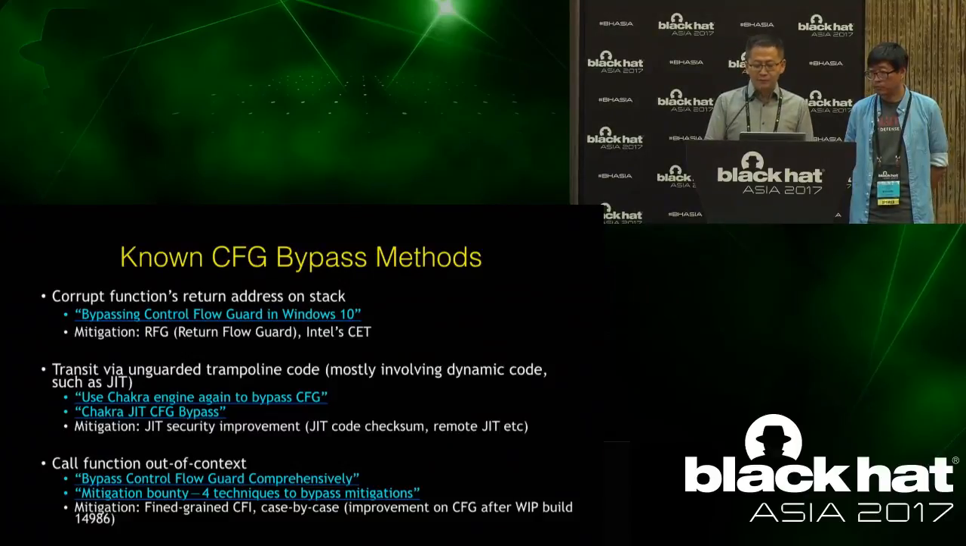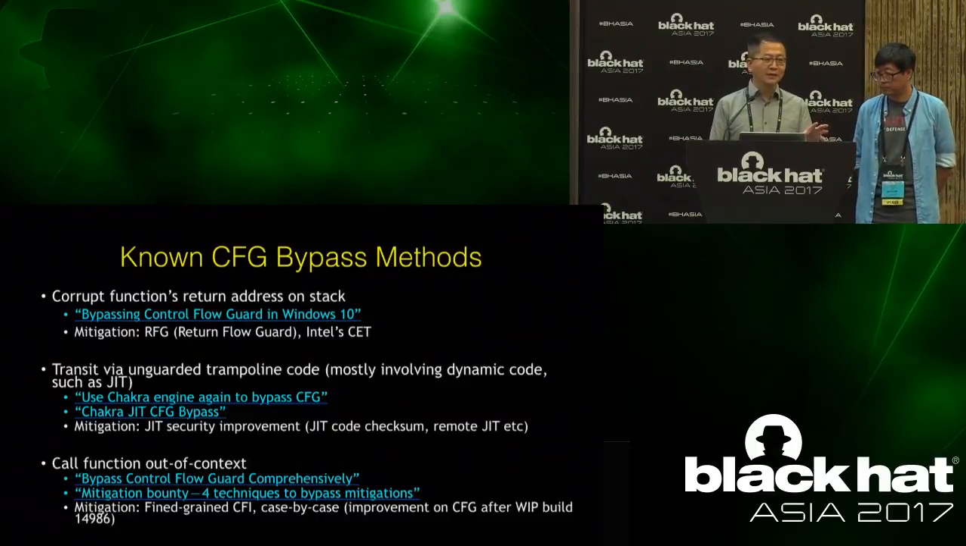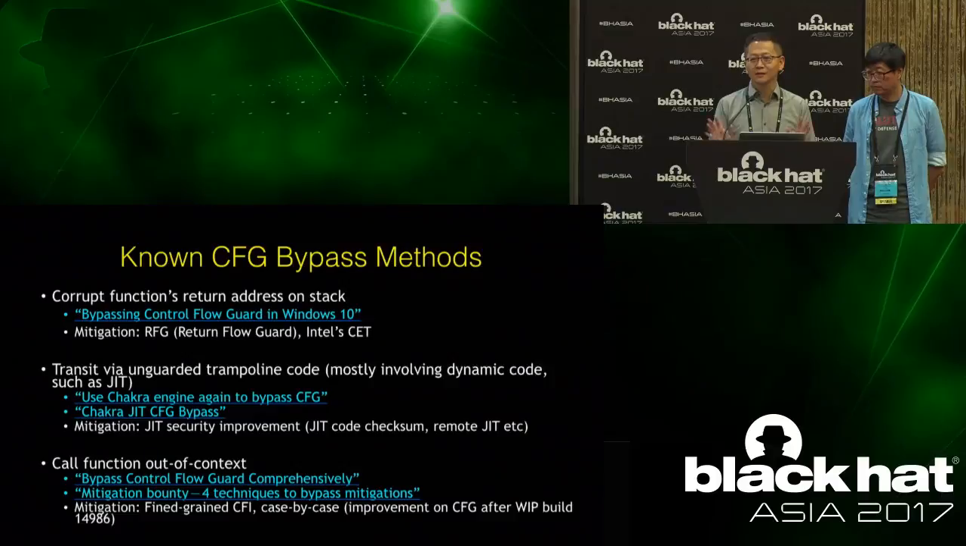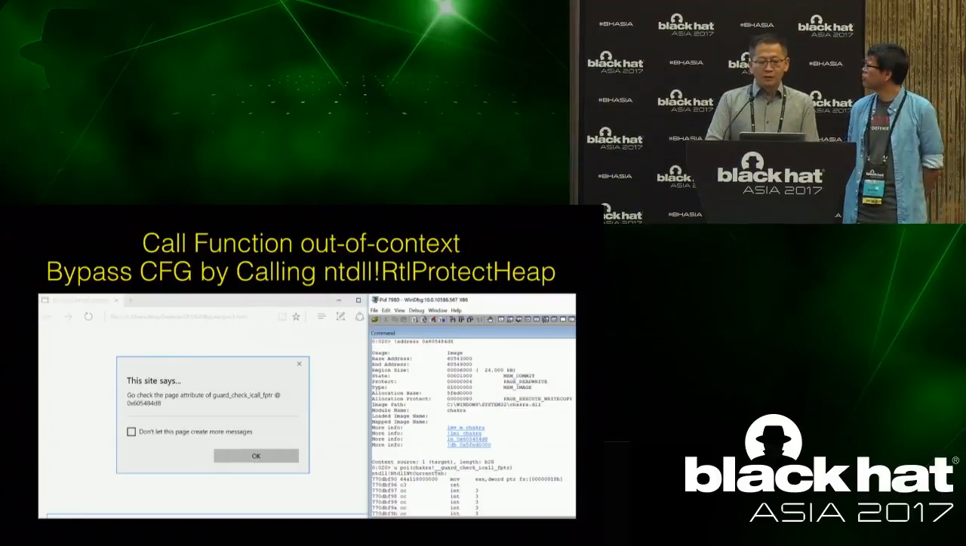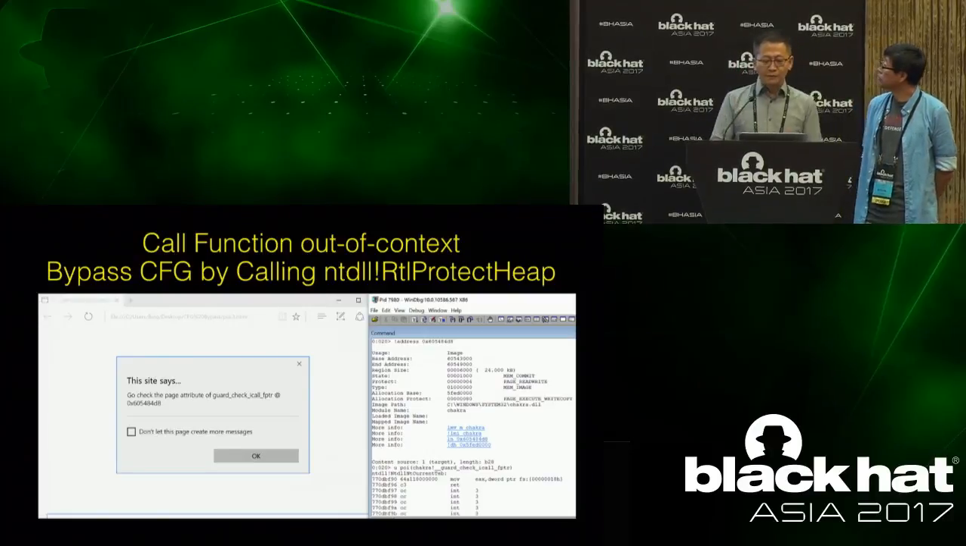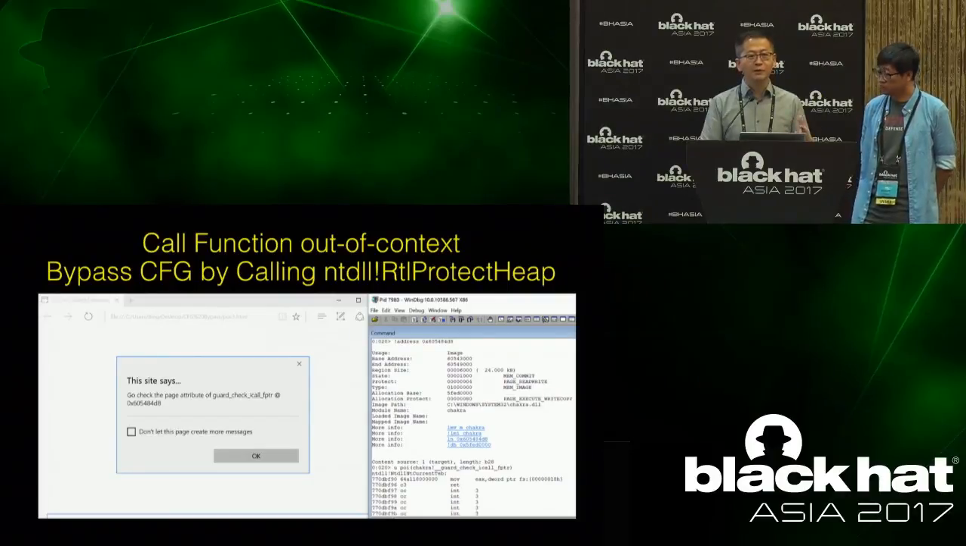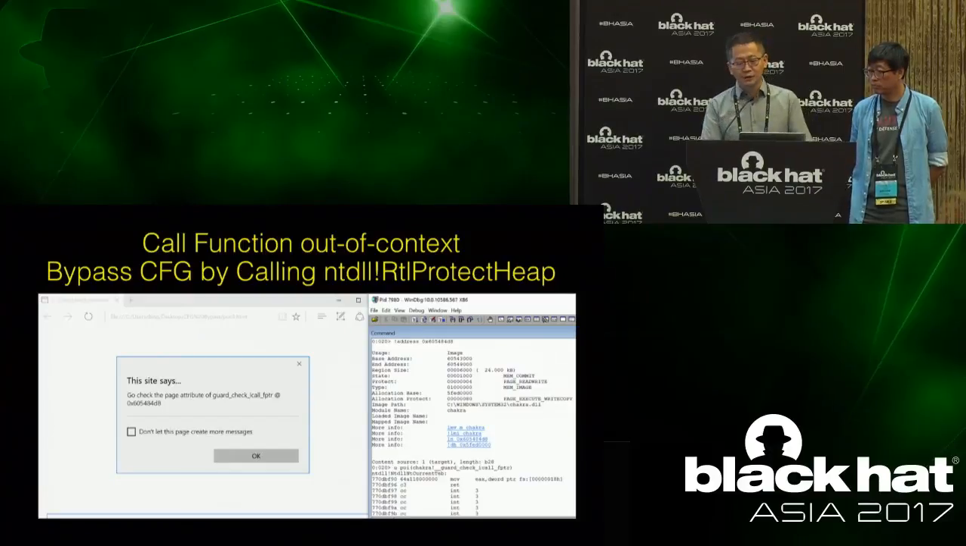A lot of the improvements were made for the Microsoft build 14.986. We'll also show what we have done and how the battle between the attacking technique and the mitigation technique works. As I said, this call function out of context can be one of the techniques being used. Now I'll show one of the examples that we found and reported to Microsoft.